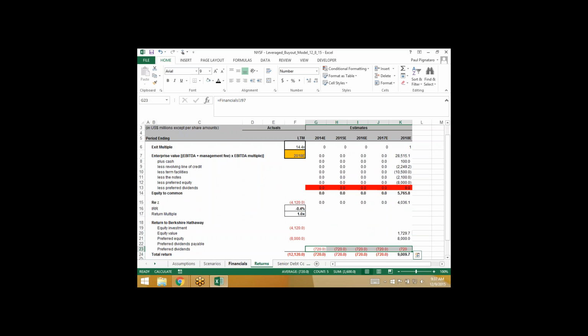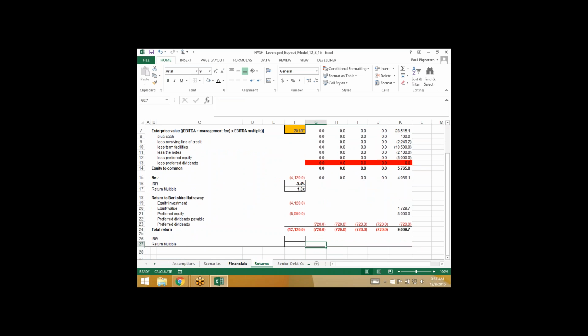Okay? That's what he gets back. So he's not making a positive return in this scenario. Sorry, the signs are wrong on this. Right? There we go. Okay. So what's his return?